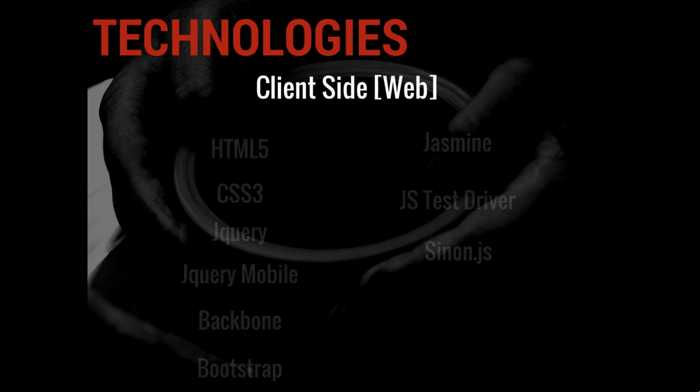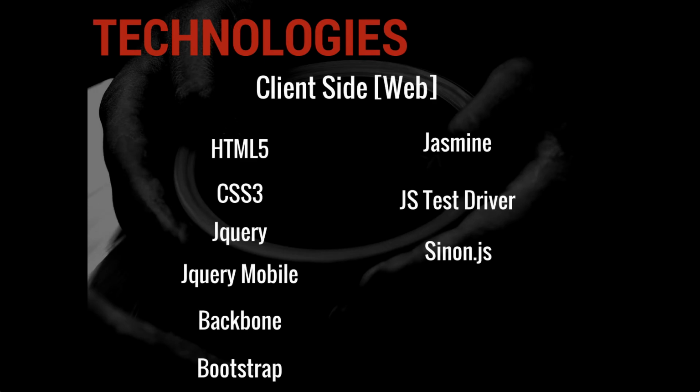Let's now switch to the client side. This is the list of technologies we use for building desktop and mobile web interfaces. We've leveraged HTML5's features such as WebSockets, local storage, native audio and video in multiple web applications. We've also used HTML5's application cache to allow web apps to work offline.